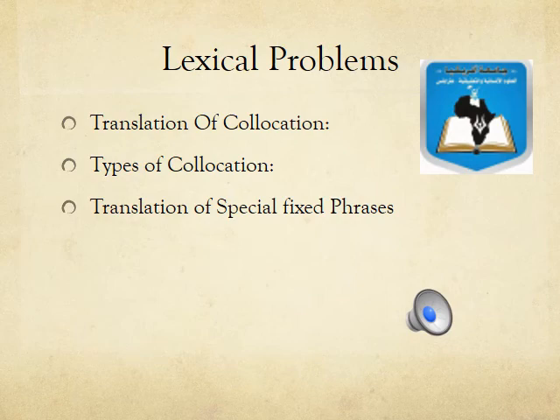Okay, now let's move into translation of special fixed phrases, or sometimes idiomatic language, the recognized idiomatic expressions. This sometimes requires effort; you need to memorize these fixed expressions. A special phrase is a phrase with a special meaning that cannot be understood from the direct surface meaning of its words.